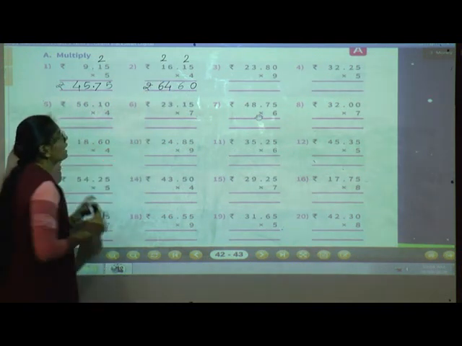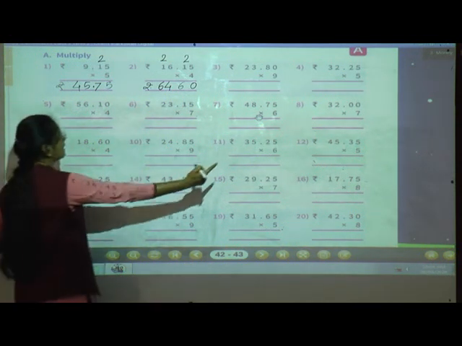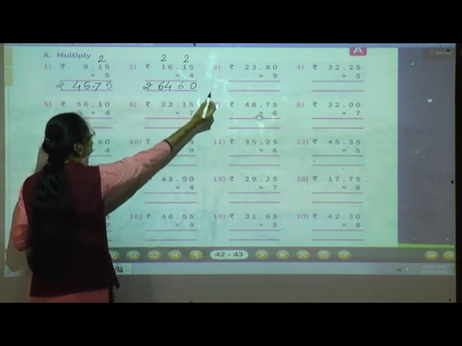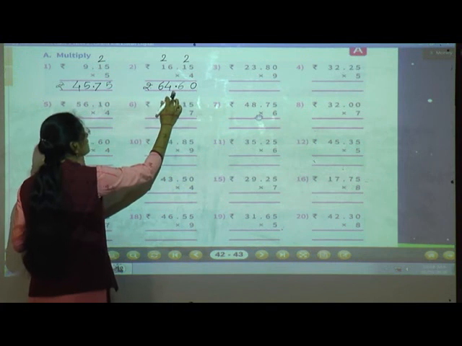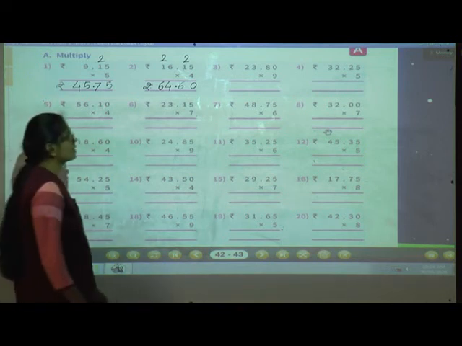And now we have to give a dot. Where will you give the dot? From the right side, before the second digit. 1, 2. This is the second digit from the right side. So here before 6 we have to give the point. So what is the answer? Rupees 64.60. Okay. Now we'll move to the third example.